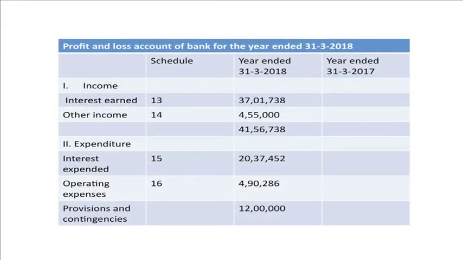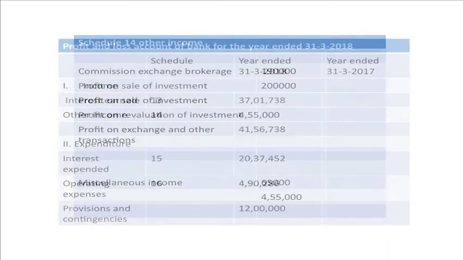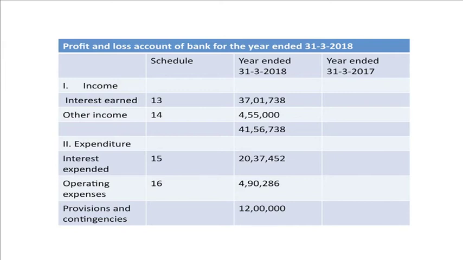Now, other income, we have to prepare schedule 14. Under schedule 14 we have already ascertained what will fall under other income. Commission, exchange and brokerage income of 1,90,000, profit on sale of investment 2 lakh, then profit on revaluation of investment is not given to us, profit on exchange and other transactions, other information not there, but under miscellaneous income there is rent received of 65,000, we will put this under other incomes. So, our other incomes will aggregate to 4,55,000 against schedule 14. So, our income total is coming as adding 37,01,738 and 4,55,000 to be 41,56,738.